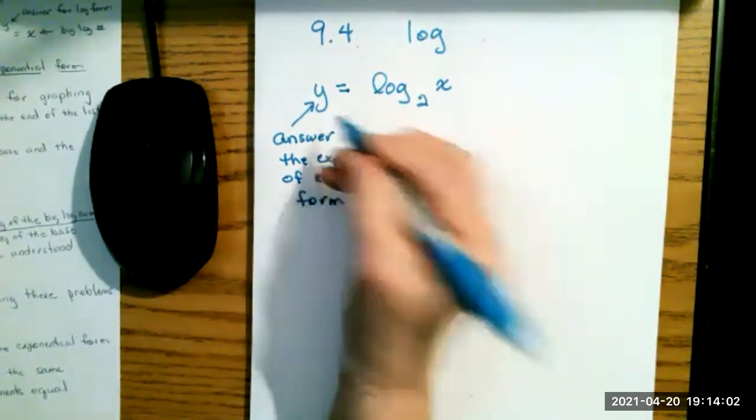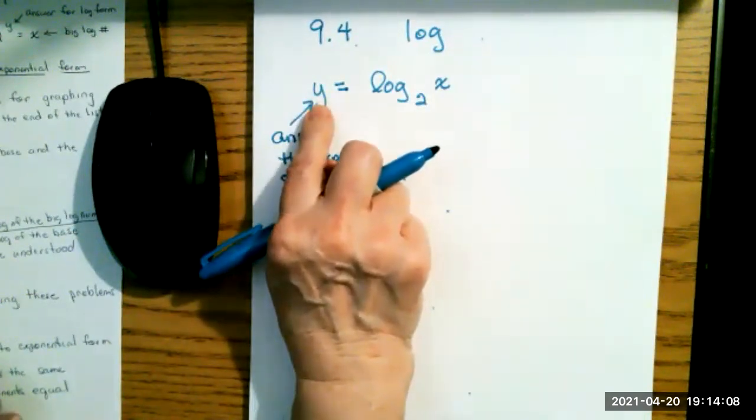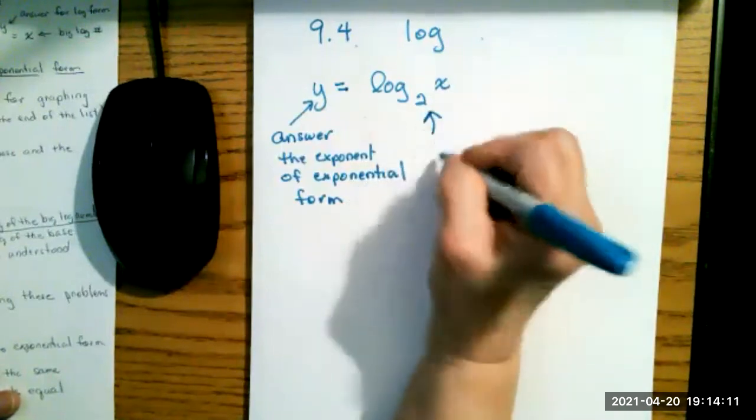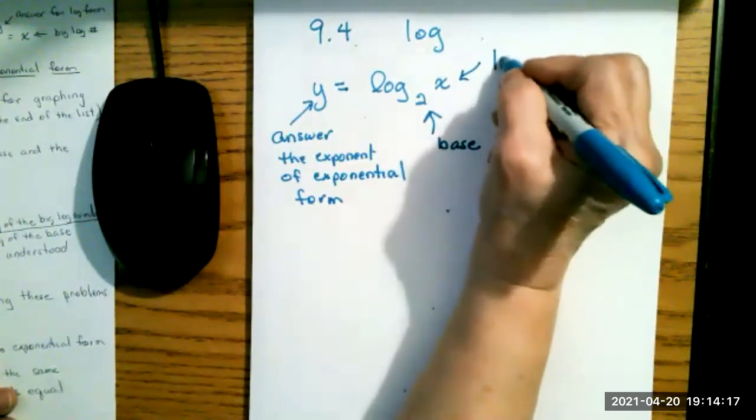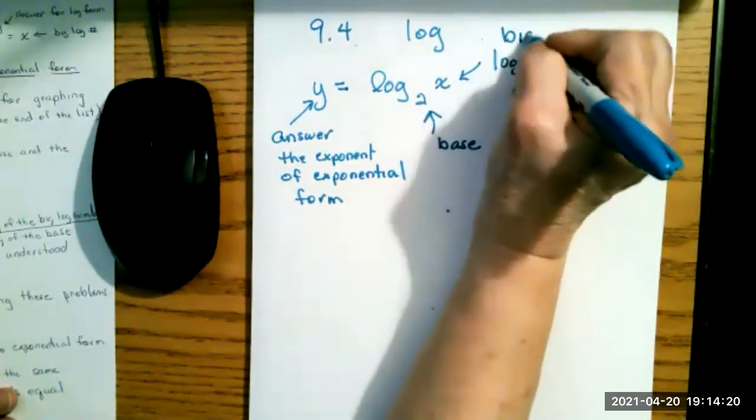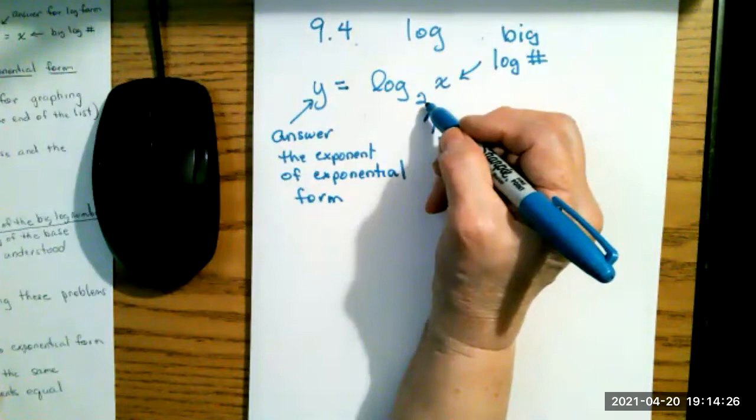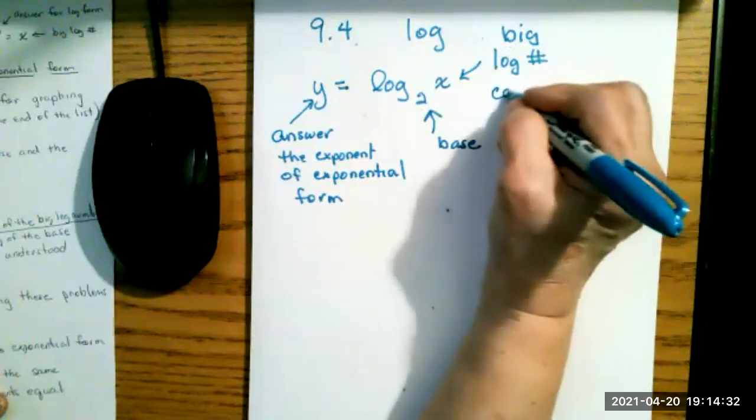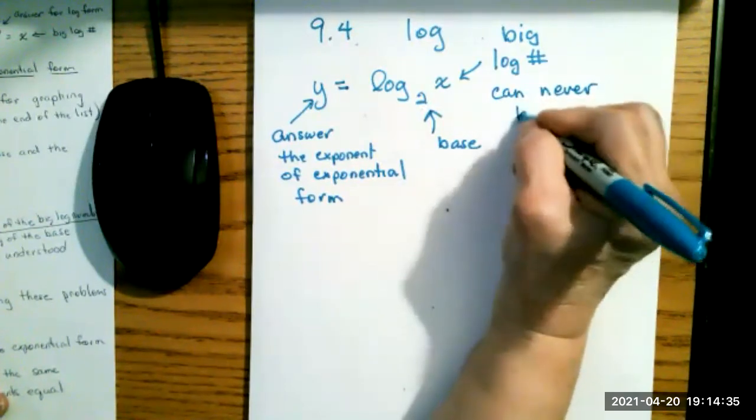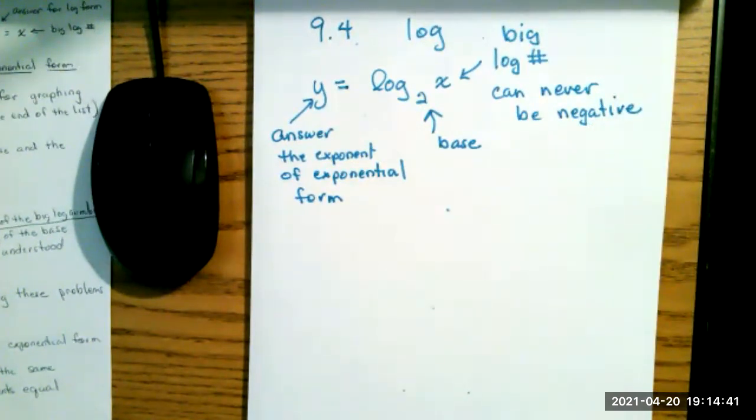So logs are really exponents. That's all they are. Logarithms equal exponents. This is an exponent in the exponential form. This 2 is called the base. And this is called the log number. Sometimes we call it the big log number because it's written big as opposed to this base, which is written small. And it can never be negative.